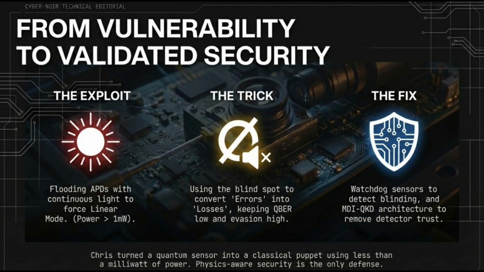Think of it as the Trojan horse of analog electronics. By exploiting the physical properties of these sensors, an attacker can force them to stop behaving like quantum devices and start behaving like predictable classical switches. Let's look at how Chris, our hypothetical attacker, transitions these detectors from the quantum regime into this classical state.